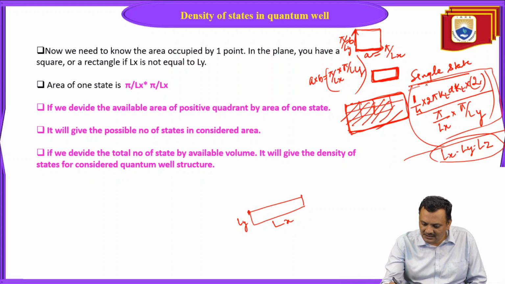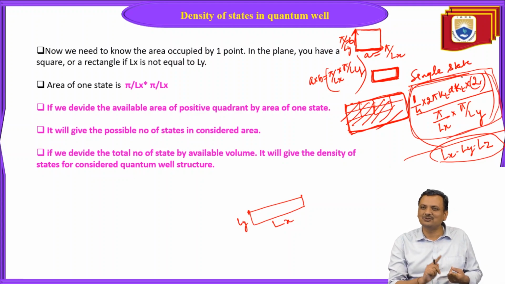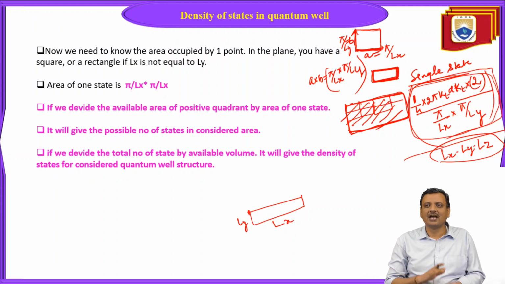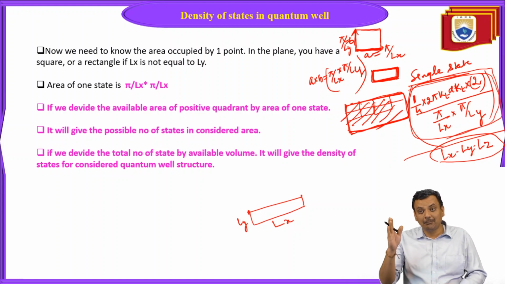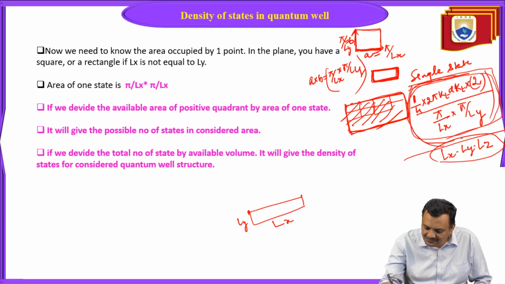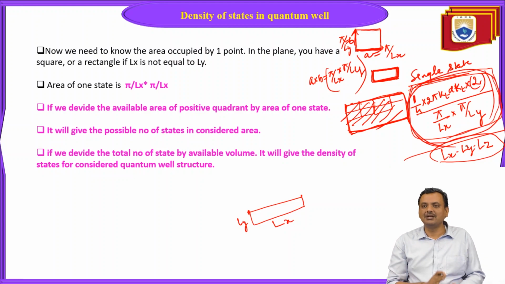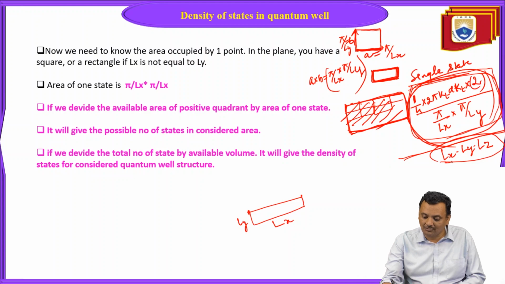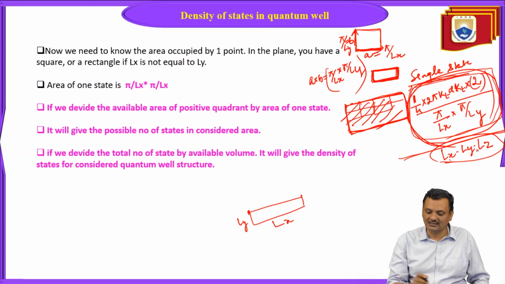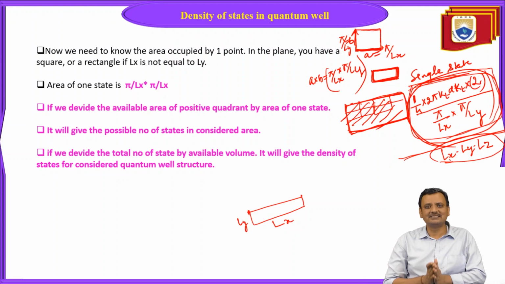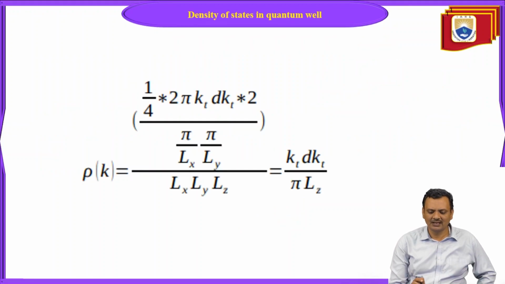Why? Because what is this? This is the available number of states in the region k to k plus dk. So the definition of density of state is the available number of states between k to k plus dk per unit volume. So this upper term will give the available number of states in the k to k plus dk region, divided by the whole volume Lx, Ly, Lz, which will give the density of state for the quantum well structure.